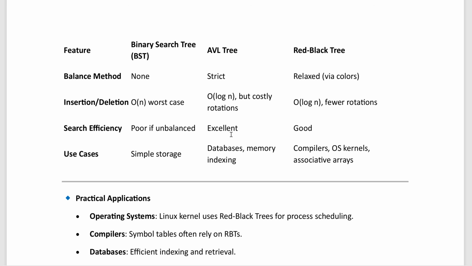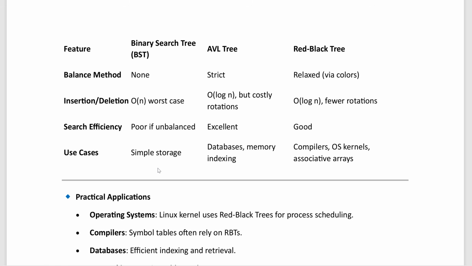As far as search efficiency is concerned, search efficiency in binary search tree is poor if it is unbalanced. AVL tree is a self-balancing binary search tree. The search operation is excellent, and in red black tree, search efficiency is good. Binary search tree can be used for simple storage. AVL tree can be used for databases, memory indexing purposes. Red black tree can be used in compilers, operating system kernels, or associative arrays.